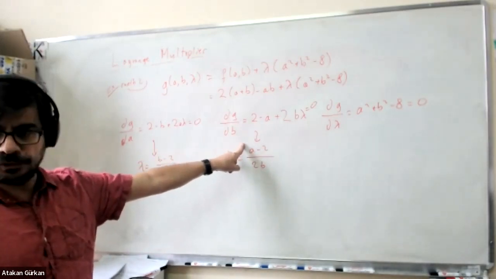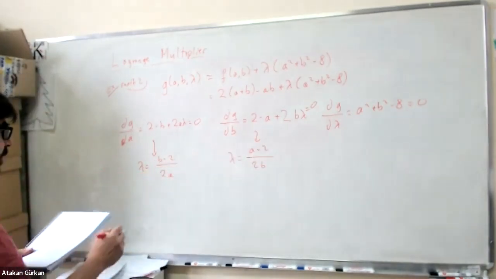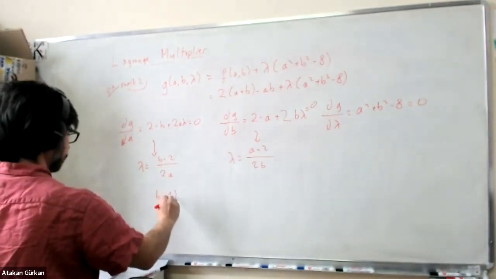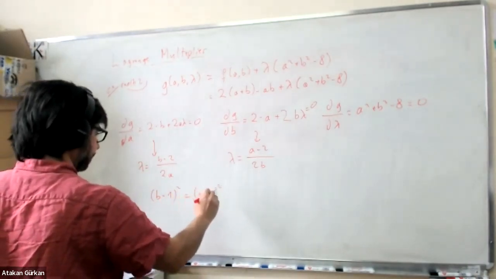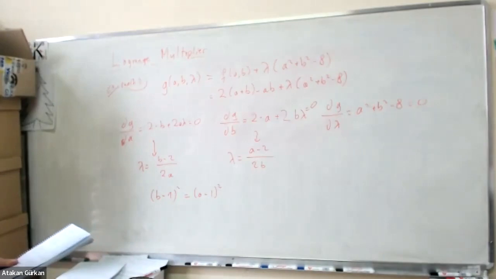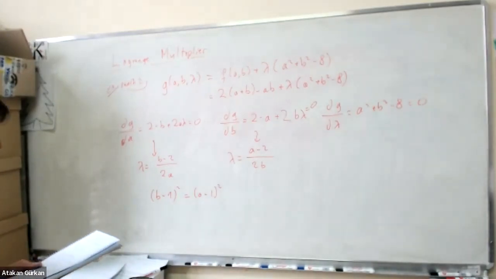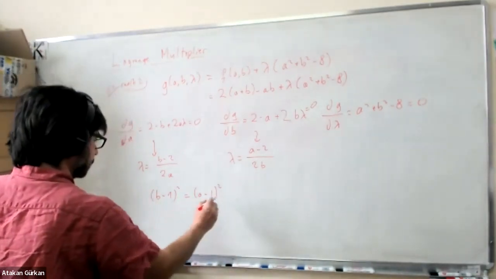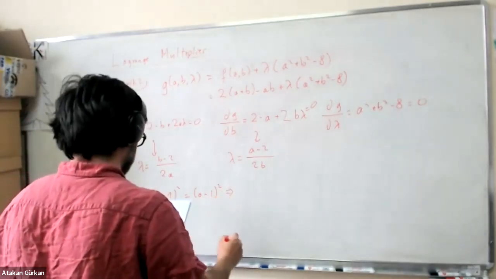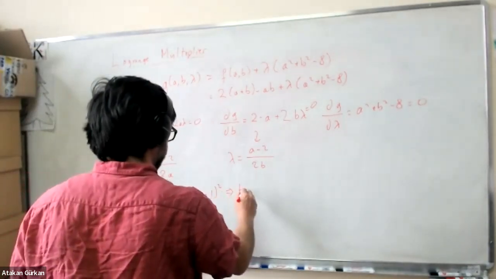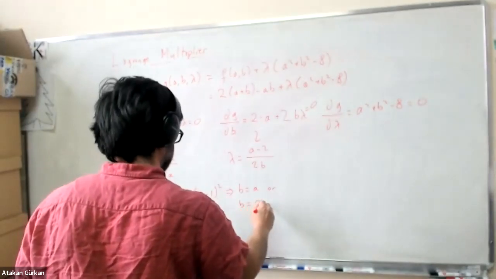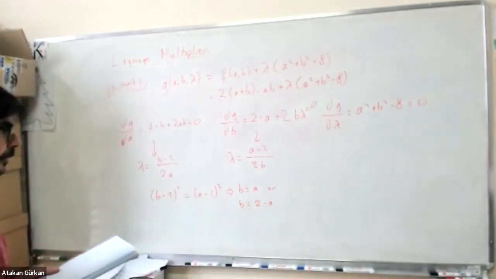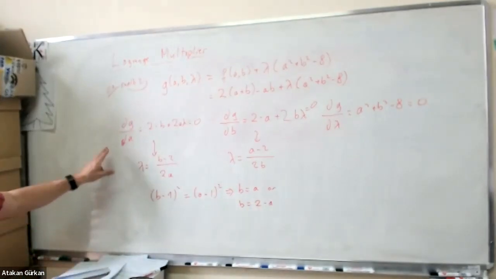You add 1 to both. What you get is (b minus 1) squared is (a minus 1) squared. And this corresponds to b is equal to a, or b is equal to 2 minus a. So this is what I get from here.